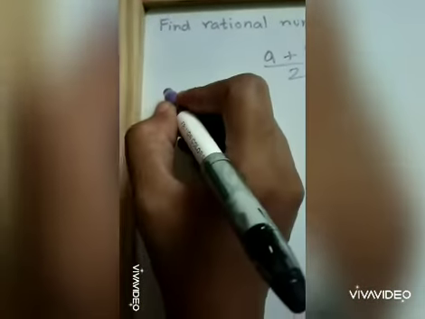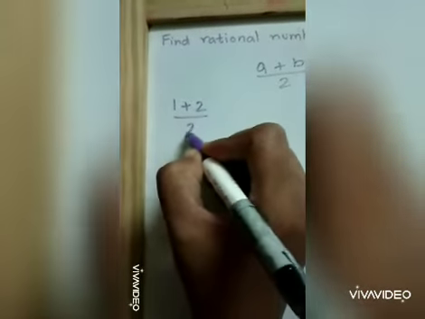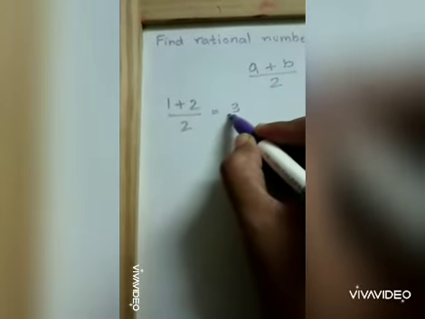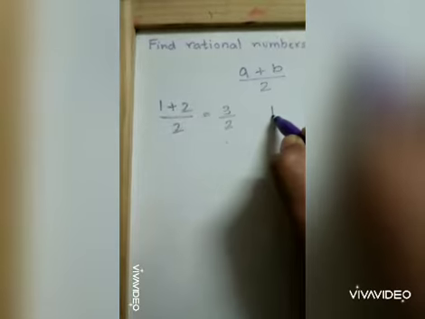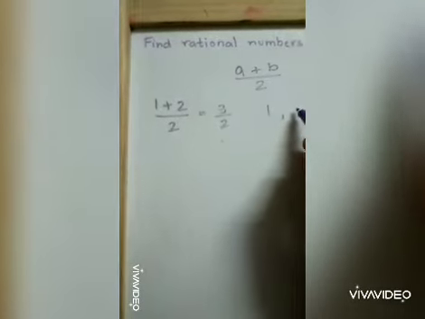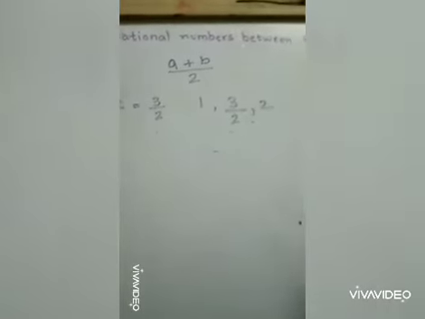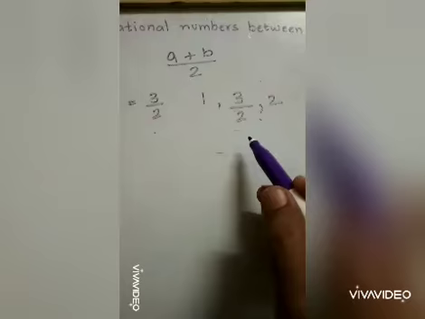So how are you going to find it out? That is (1 + 2) upon 2. That is, 1 plus 2 is 3, so 3 by 2. So you will be getting one rational number between 1 and 2, that is 3 by 2. Okay. Now you have got this one rational number.